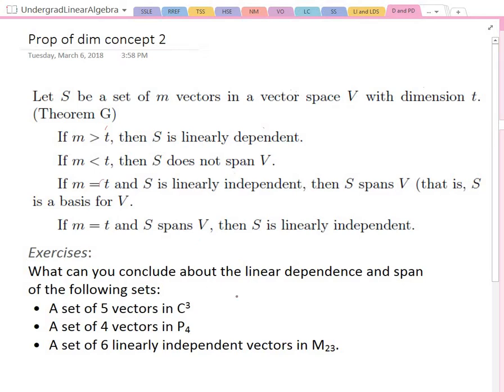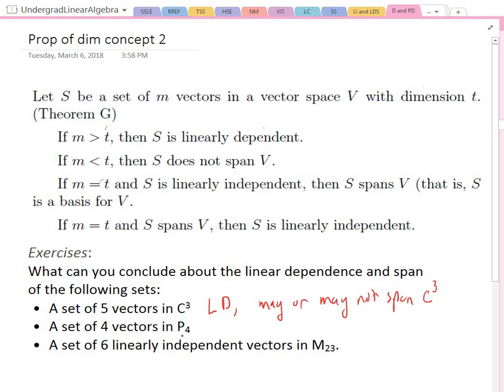All right, 5 vectors in C3 must be linearly dependent, and you don't know whether or not they span, so they may or may not span. For example, suppose those 5 vectors are simply (1, 0, 0), (2, 0, 0), (3, 0, 0), (4, 0, 0), (5, 0, 0). Those are 5 vectors, and they're certainly linearly dependent, but they do not span C3.